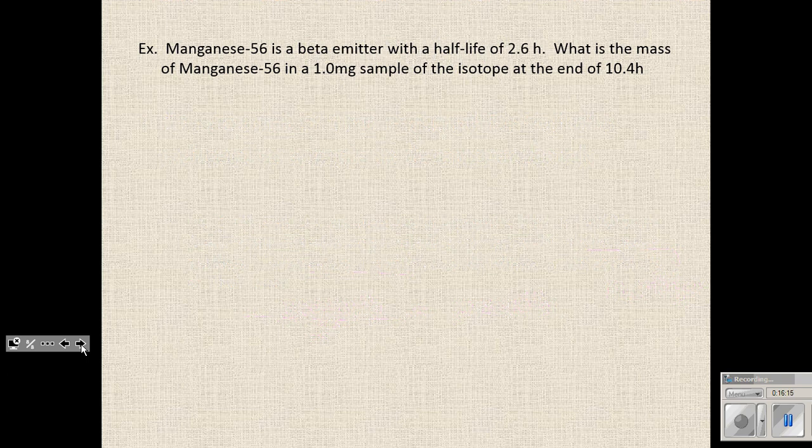So another example of a half-life problem, we have a beta emitter in manganese 56 with a half-life of 2.6 hours. What is the mass of a 1 milligram sample at the end of 10.4 hours? So the first thing we have to do is figure out how many half-lives is 10.4 hours. So 10.4 hours divided by 2.6 hours is 4 half-lives.